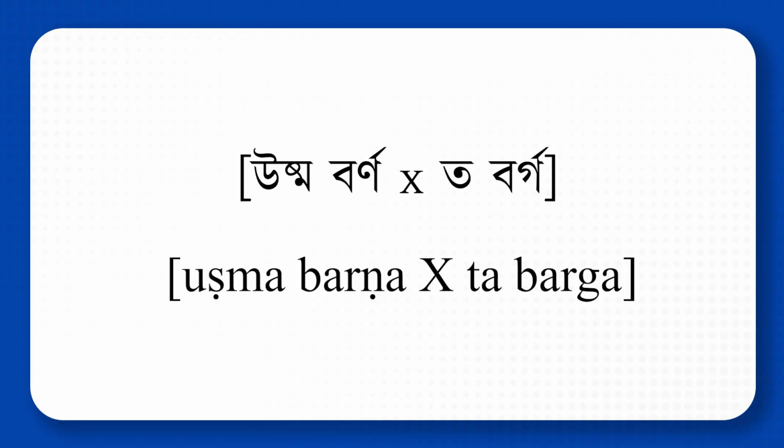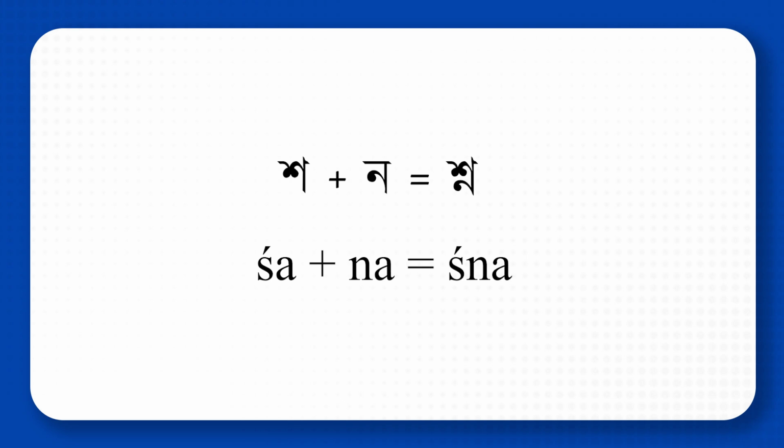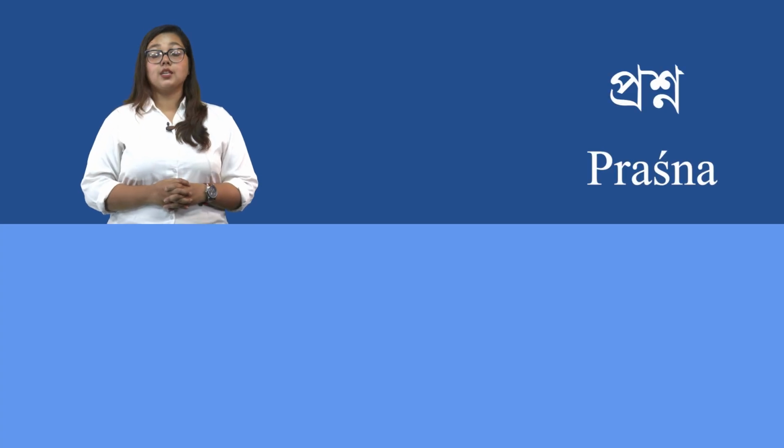The next merge is Ushmaborno with Toborgo. The first conjunct is Talibo Shoy Dontennoy. In this specific instance, we observe that the graphemes Talibo Shoy and Dontennoy, while retaining their individual orthographic shapes, are juxtaposed to form a conjunct consonant. This orthographic configuration is exemplified in lexemes such as Proshno, meaning question.